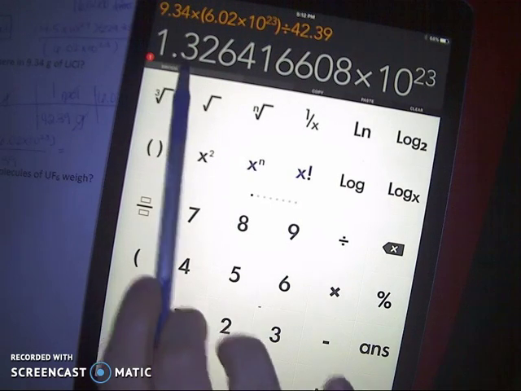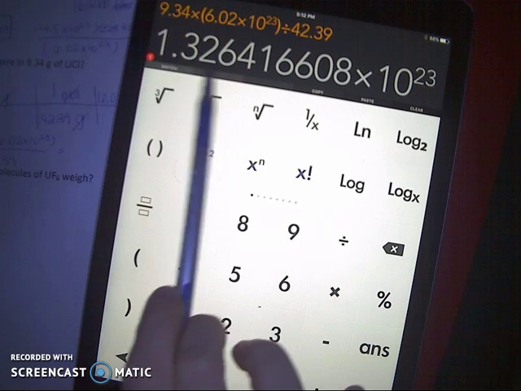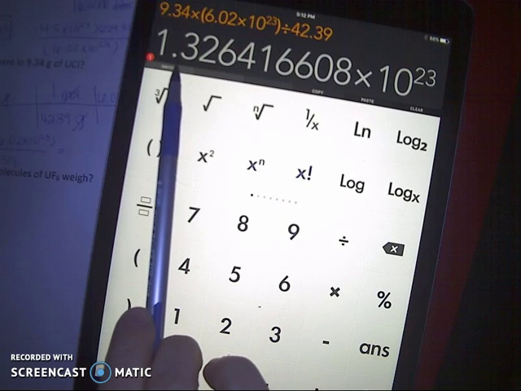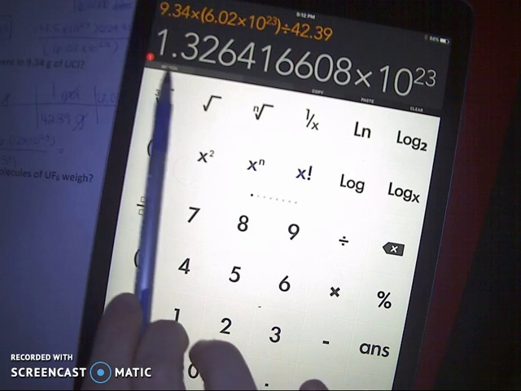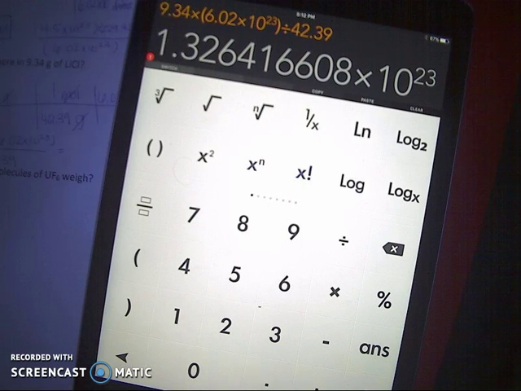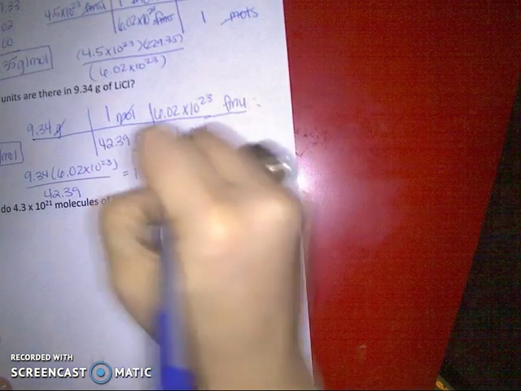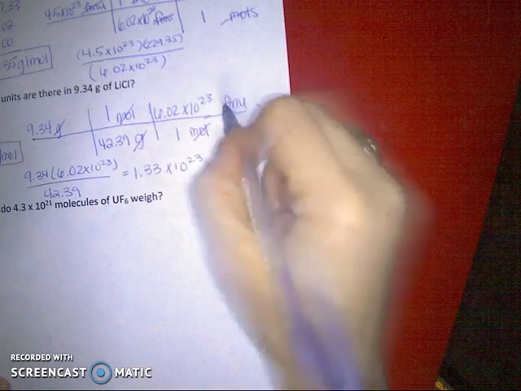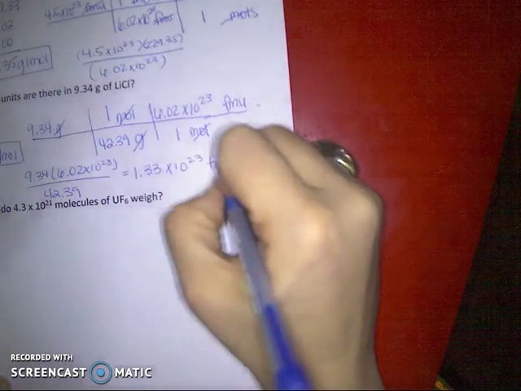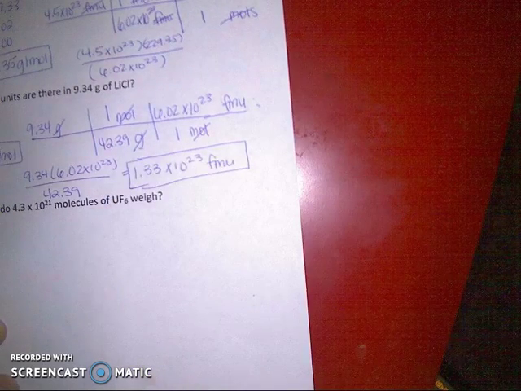Remember, I only want two numbers after the decimal place, but we have to look at the last three after the decimal place to determine what our rounded number should be. So I see that the third decimal place is a 6, which is bigger than 5, so that tells me I got to round up. So that becomes 1.33 times 10 to the 23rd. And then I'm going to stick whatever unit I didn't cross out on the end, which means FMU, as my unit for the answer. And box in your answer, please.